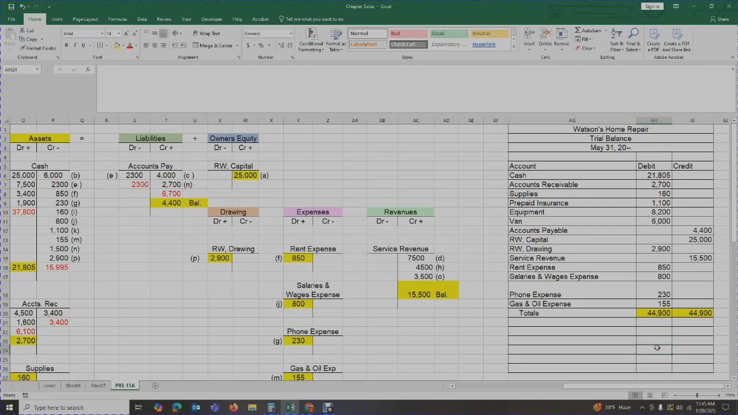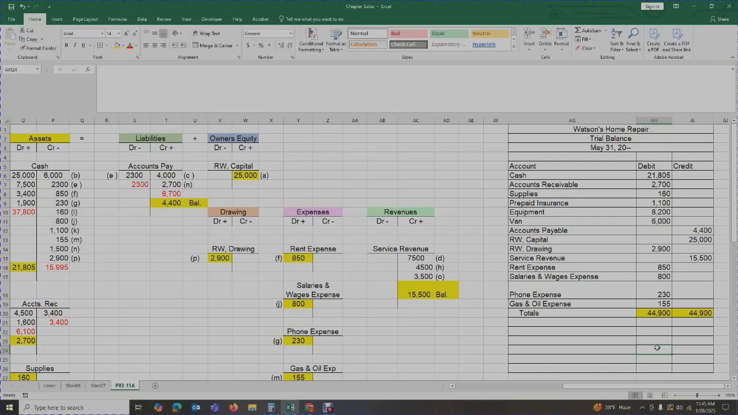Now this doesn't guarantee that you posted everything correctly. It just means that you've maintained the accounting equation in balance. There could still be potential errors. Maybe you put an item in the wrong account. We're not going to be able to know that, because you did categorize it with the correct debit or credit. All we know using the trial balance is that we are in balance. Our debits equal our credits. We are good to go, and we will assume that everything is correct.